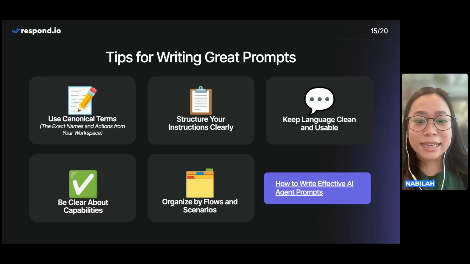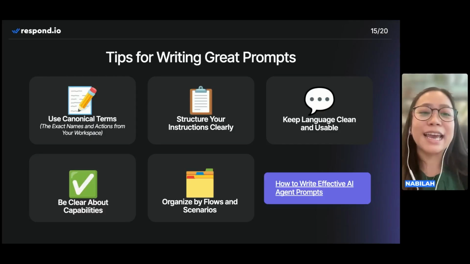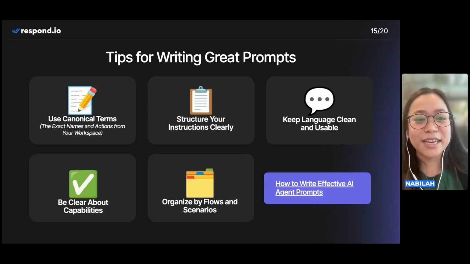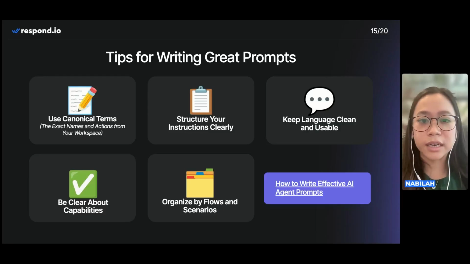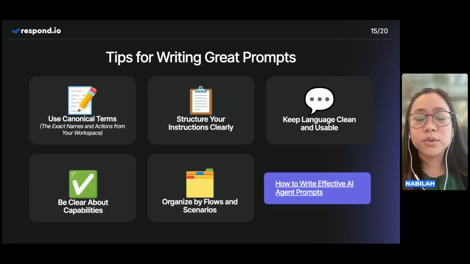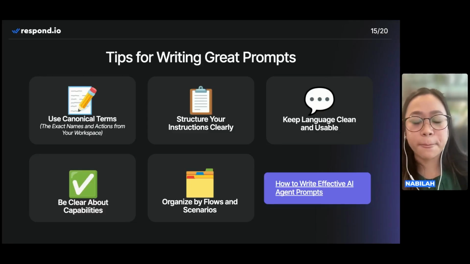I know, what is that, Nabila? Like canonical terms? I don't think I've ever heard that term in my life. It's okay. It definitely sounds technical, but it just means to use the exact names and actions available. So, an example, in a skincare clinic, don't just tell the AI, oh, remember what the customer said. Instead, when the customer mentions oily skin, update contact field skin type. See, I'm using the exact names and actions available. So that's what canonical terms mean.